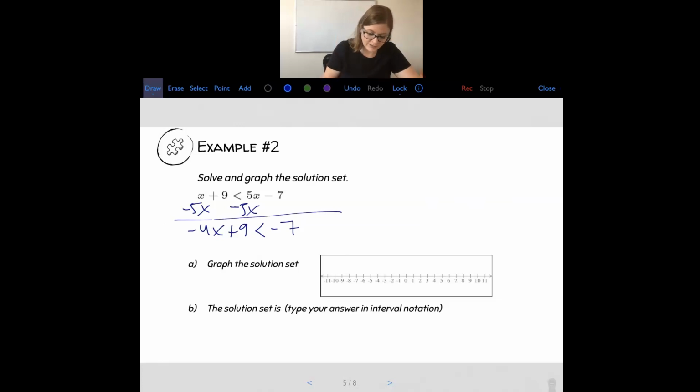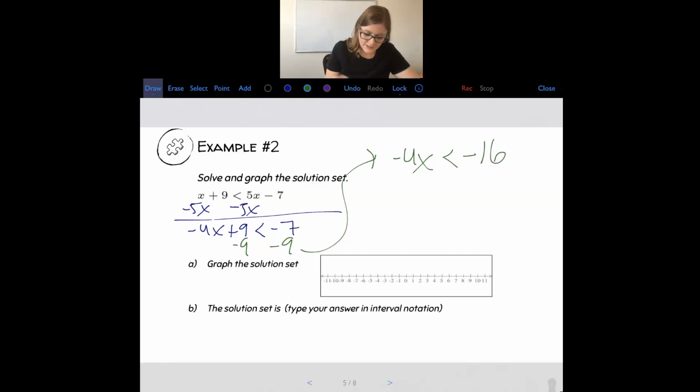Now I'm going to move the 9 over. So we have negative 4x. Our inequality symbol stays the same. Just because we subtracted 9 from both sides, it doesn't change it. It only changes when we multiply or divide by a negative number. So it stays as a less than. Negative 7 minus 9 is negative 16.